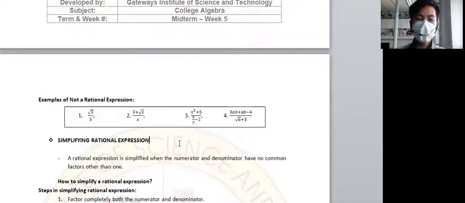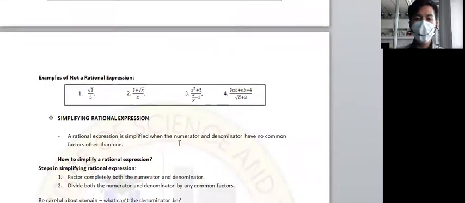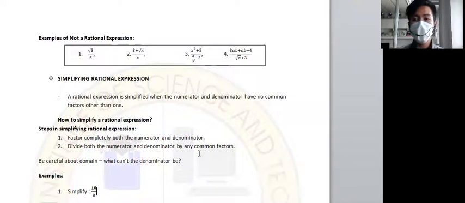So simplifying rational expression, a rational expression is simplified when the numerator and denominator have no common factor other than 1. So paano nga po ba tayo nag-simplify ng rational expression po natin? So may step po tayo na dapat sundin. So step number 1, we need to factor completely both the numerator and the denominator. So after that, we need to divide both the numerator and the denominator by any common factor.